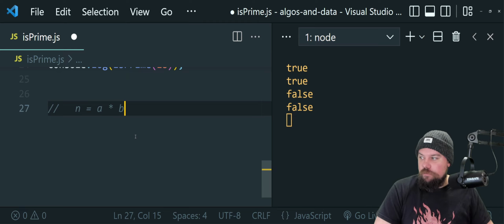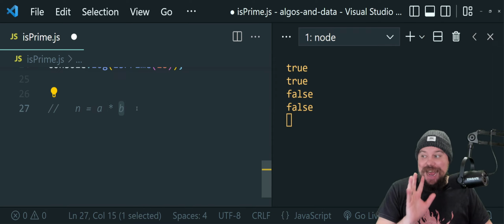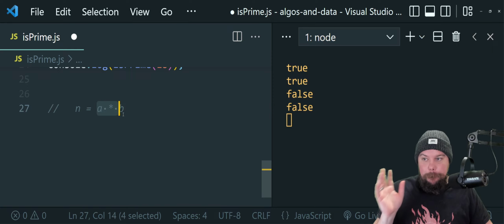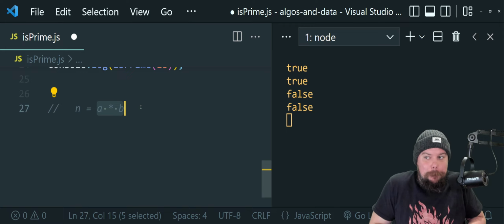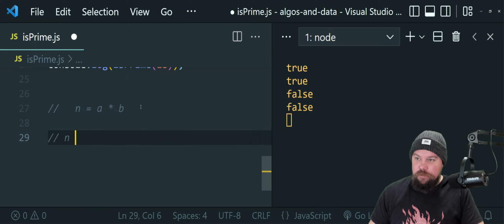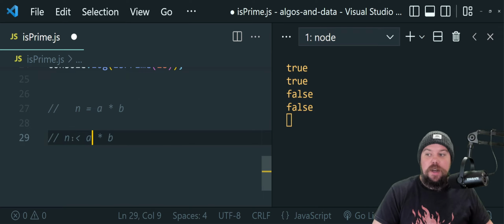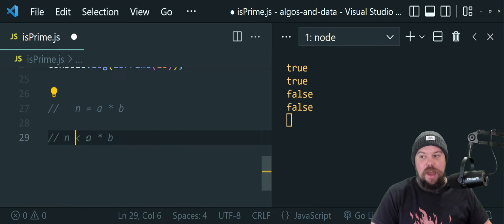Now, we know that at least one of these factors, a or b, has to be less than or equal to the square root of n. That's because if both factors were greater than the square root of n, their product would be bigger than n, and that's not true. We are not looking at this equation and saying a times b is greater than n. That's not possible, because we know the two numbers multiplied together must be n, not greater than n.